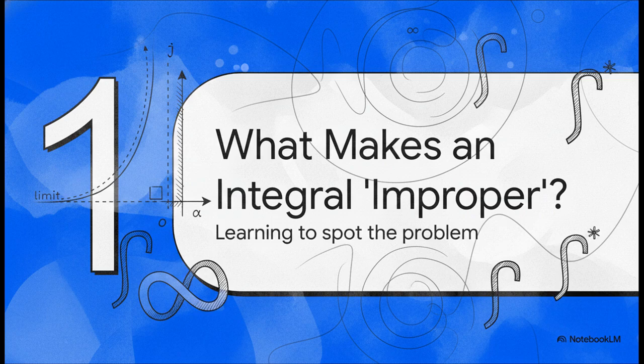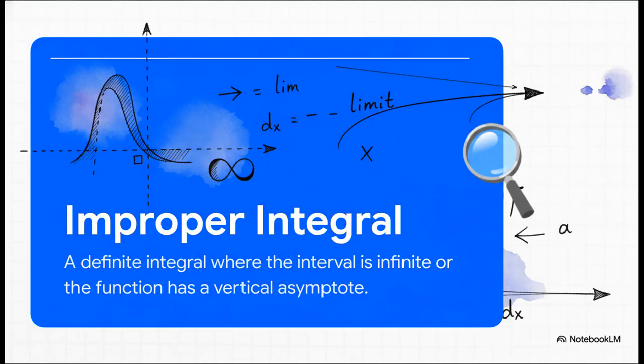Well, it basically just means we've hit a kind of problem that our standard integration rules can't handle right out of the box. Let's break down the two main types you're going to run into. So here's the formal definition, but don't let it scare you. An improper integral is just a definite integral that we can't solve with our usual methods. And this happens for one of two big reasons. Either the area we're measuring goes on forever, or the function itself blows up to infinity somewhere in that area.